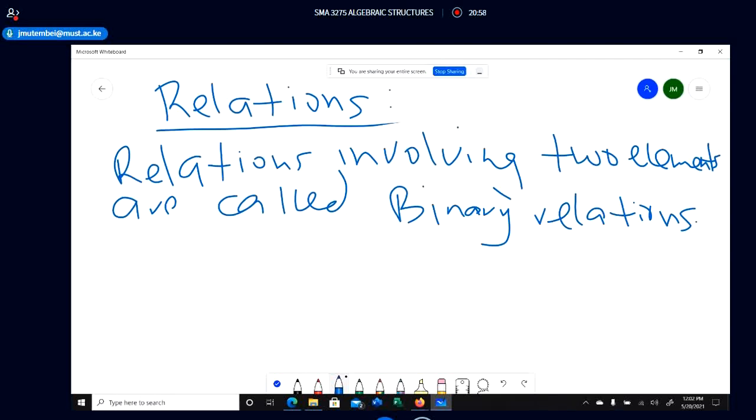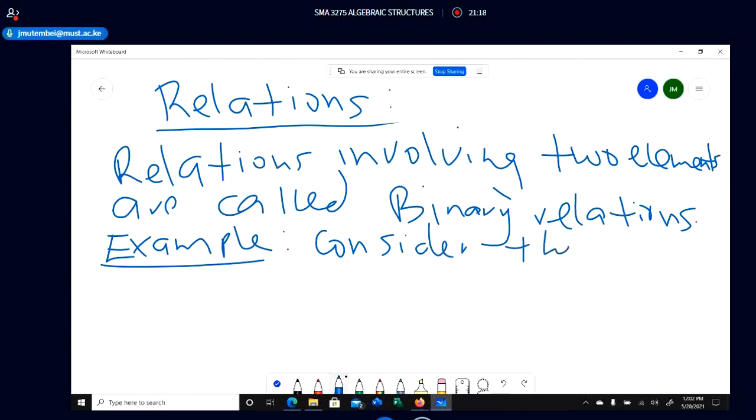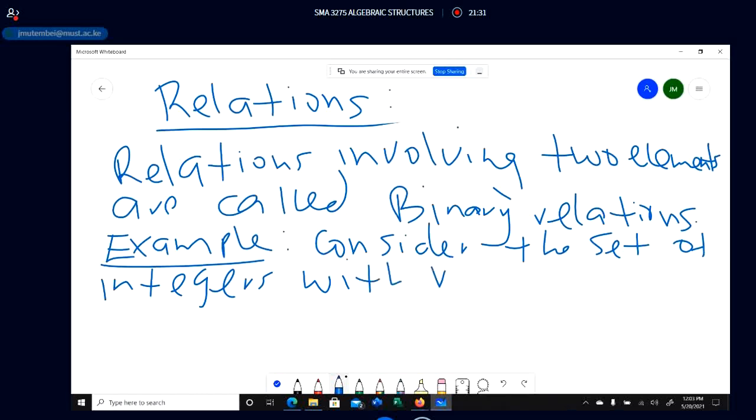So we can consider this. For example, consider the set of integers with the relation, let's say I'll put the relation in quotes here, "is the square of".